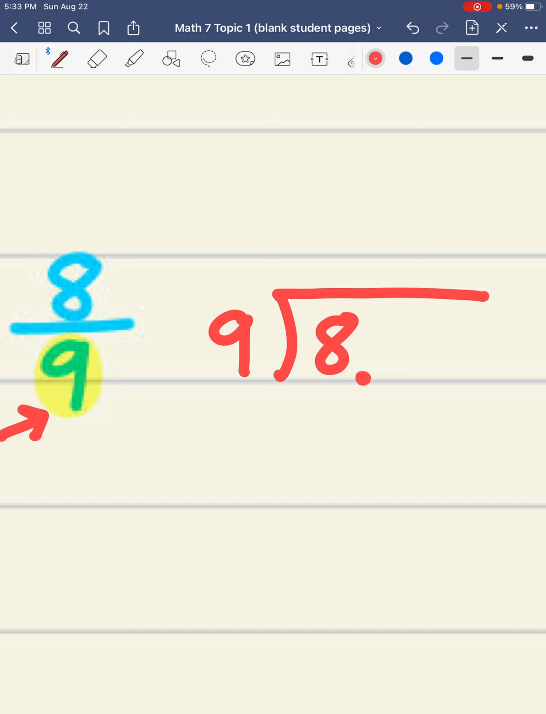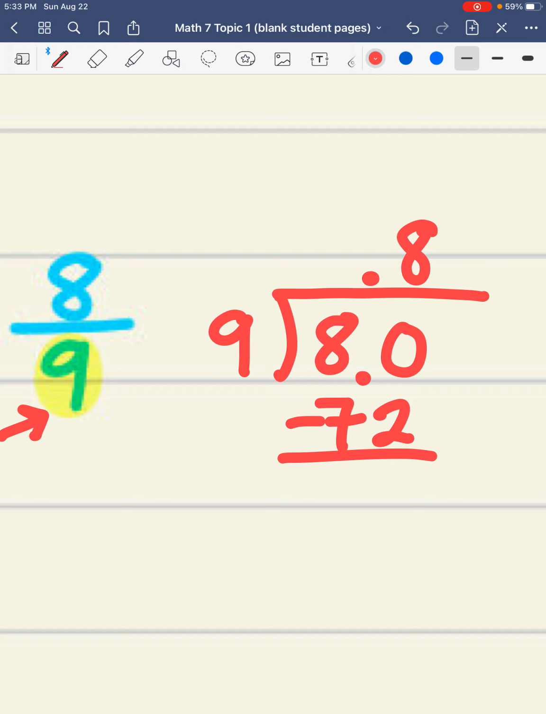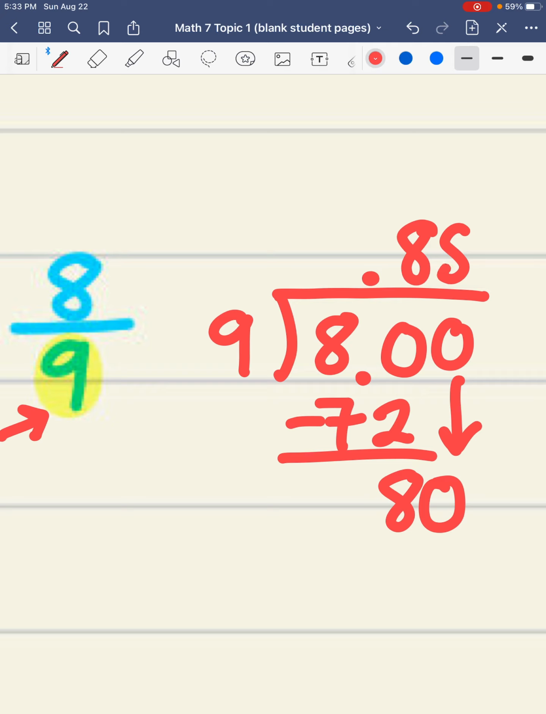9 can't go into 8, so I'm going to add a decimal and a 0. How many times does 9 go into 80? Well, 9 goes into 80 8 times. 8 times 9 is 72. 80 minus 72 gives me 8. Well, I'm going to add a 0 and bring that down. How many times does 9 go into 80? 9 goes into 80 8 times. 8 times 9 is 72.